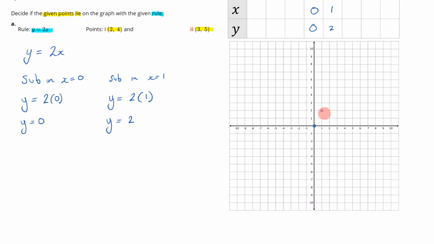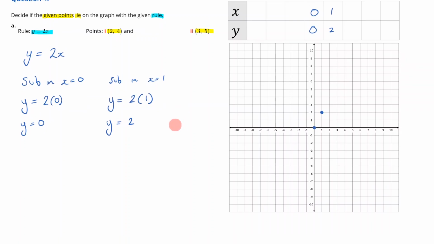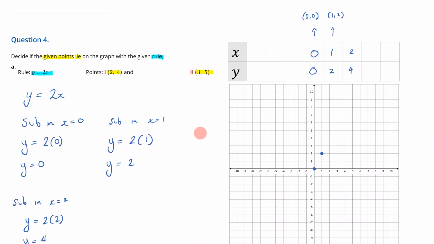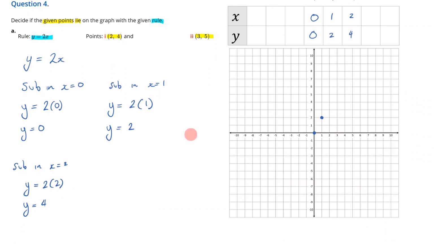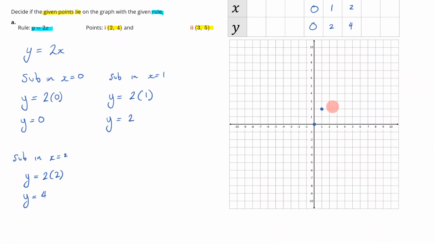And then let's keep on going. Let's do 2 next. Let's find what my y value is going to be when I sub in x is equal to 2. So sub in x is equal to 2, y is equal to 2 times 2, so y is equal to 4, because 2 times 2 is 4. And remember, this is a coordinate. This is the coordinate 2, 4. Then we come down here. I can graph that. That's going to be 2, 4 right there.